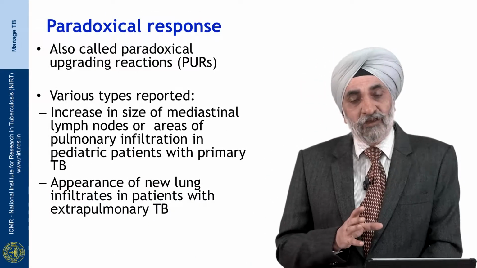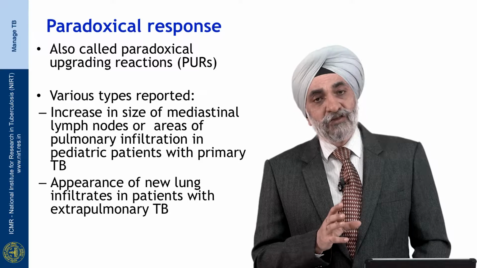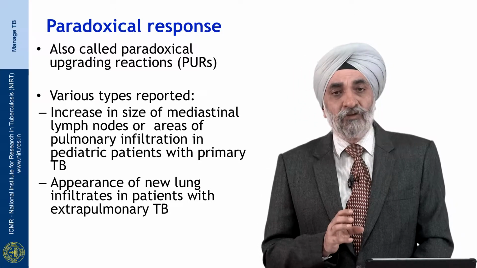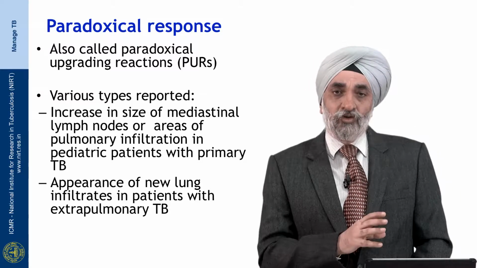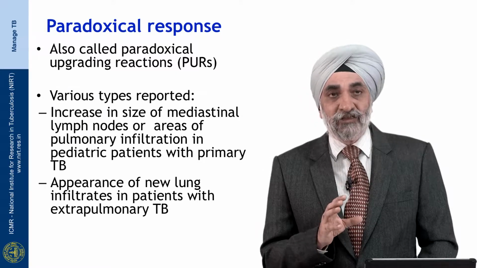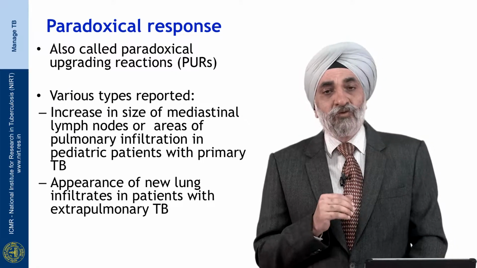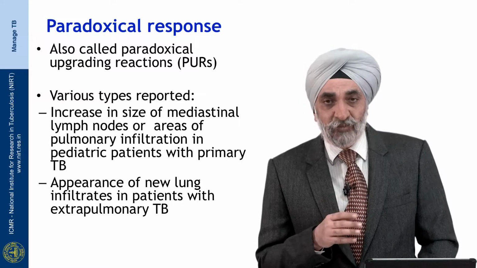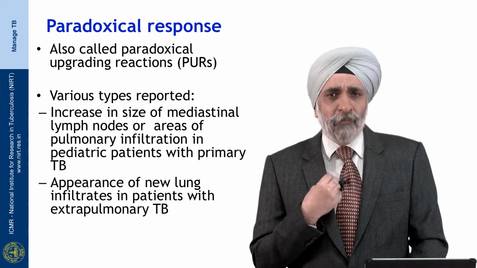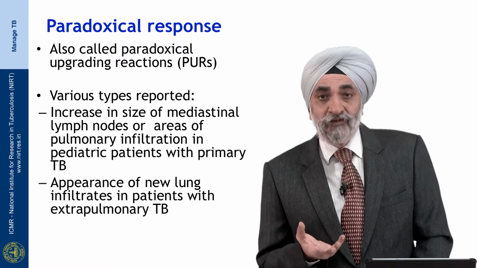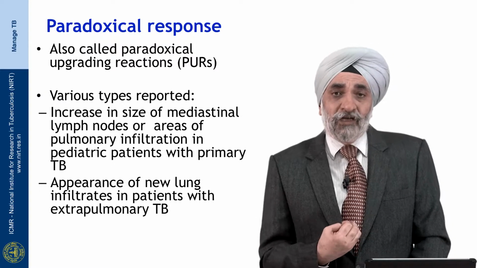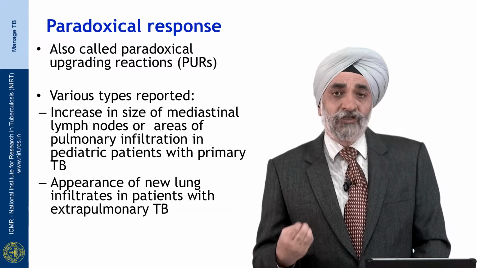A word about paradoxical response. What do we mean by paradoxical response? As I said, this is a diagnosis of exclusion. Once you have ruled out drug resistance, ruled out comorbidities, ruled out an alternative diagnosis, and you still think it is TB, studies have shown that you could have, despite drug sensitive bacilli and the right regime, an increase in size of a lymph node, mediastinal or peripheral, an increase in size of a parenchymal lesion, or even an appearance of a new parenchymal lesion in a patient who is adequately responding.